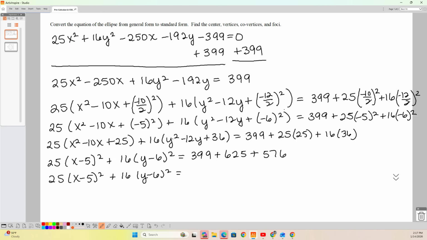And 399 plus 625 plus 576 equals 1,600. So we're looking good, except that in standard form we want our equation to be equal to 1, not 1,600. So to get this equation equal to 1, we're going to divide both sides of the equation by 1,600.